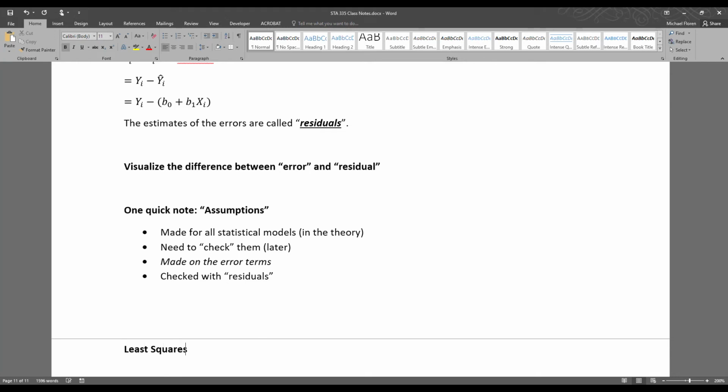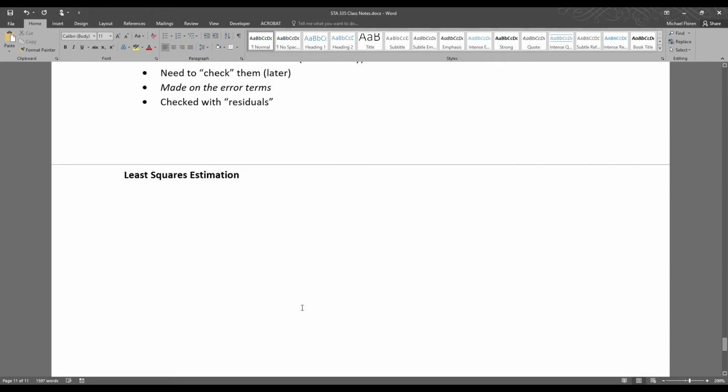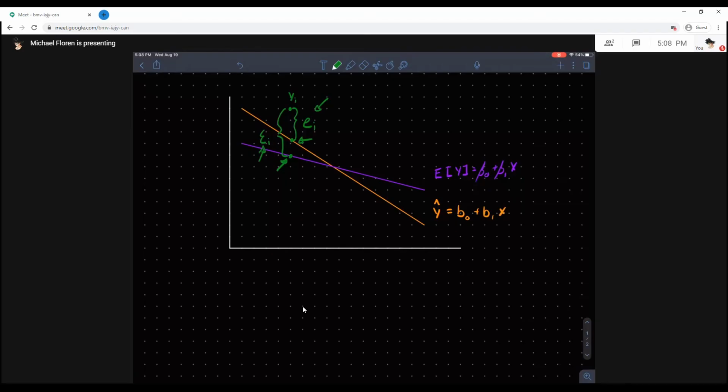All right. Now we're going to get into some of the estimation details on regression. The big question here is, how do we find the best line? Now this may seem like a weird question, but let's illustrate this quickly.